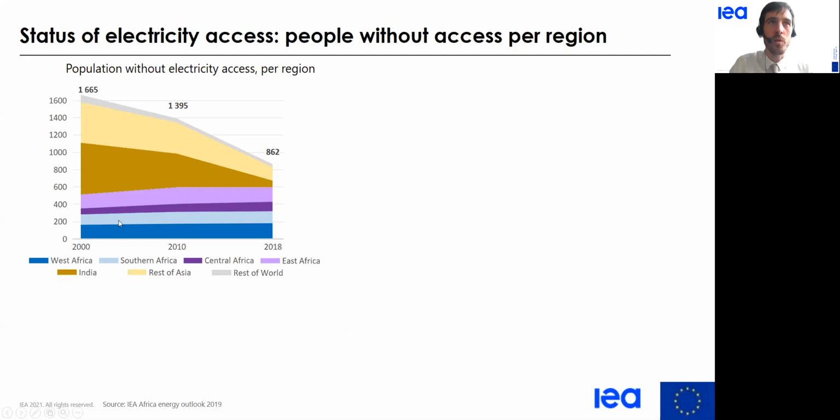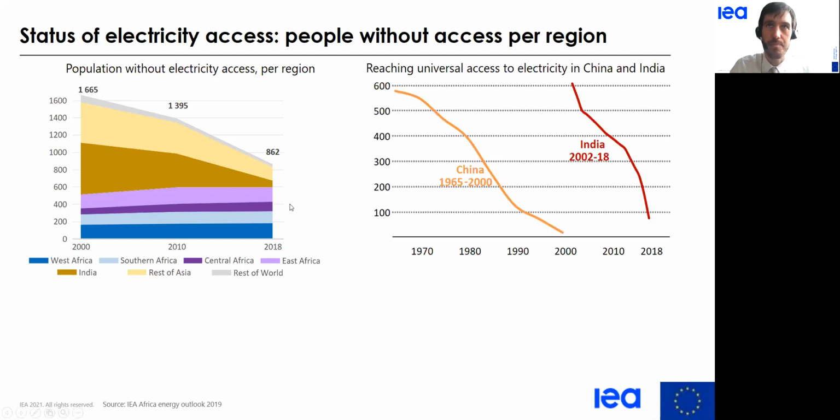But the population without access to electricity in Southern Africa has remained stable over the last 2 decades. An interesting analysis we have conducted on the right is that we are often asked if it's feasible to provide universal access to electricity for Africa, because it means providing electricity to 600 million people by the end of the decade. So this is very ambitious, but let's look at what happened in other regions.